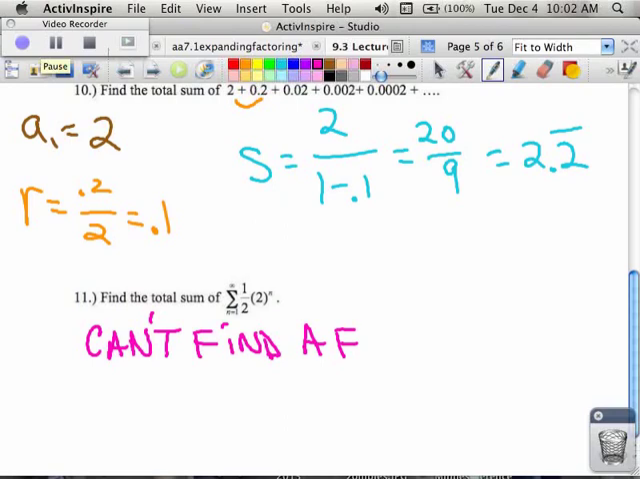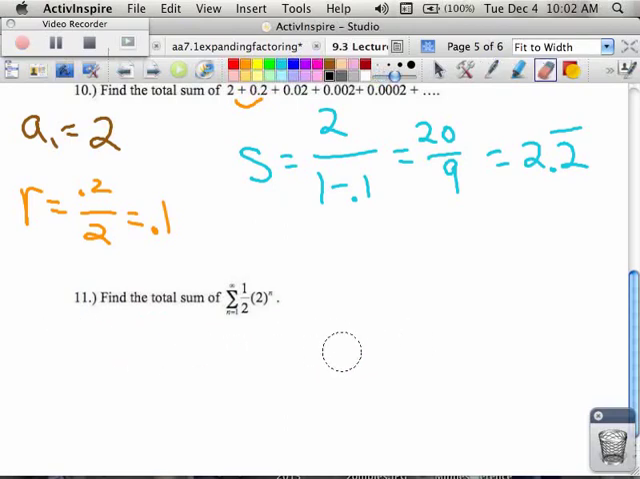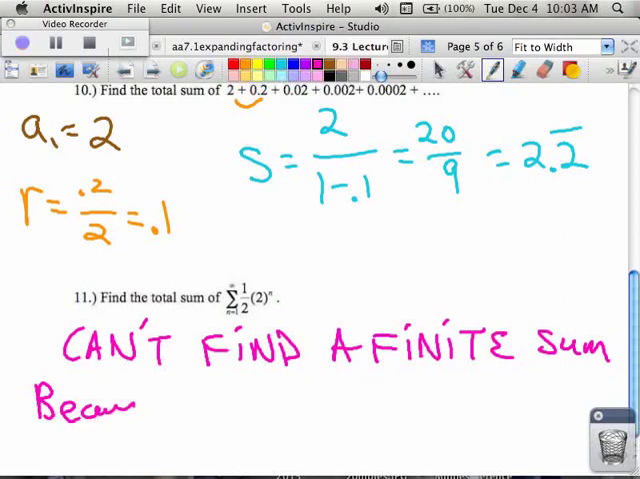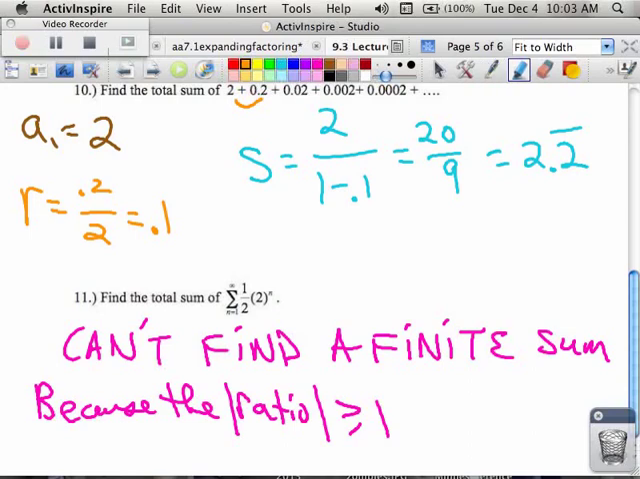So in number 11, you can't find a finite sum because the ratio, absolute value, is bigger than or equal to 1. It is, in fact, a 2. So you can't find the sum.